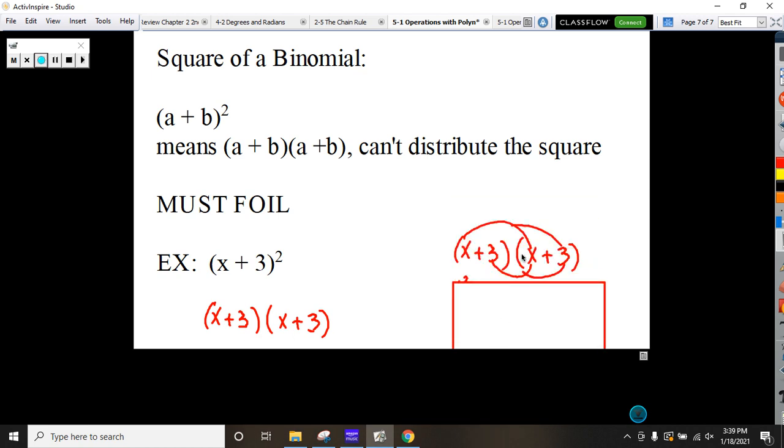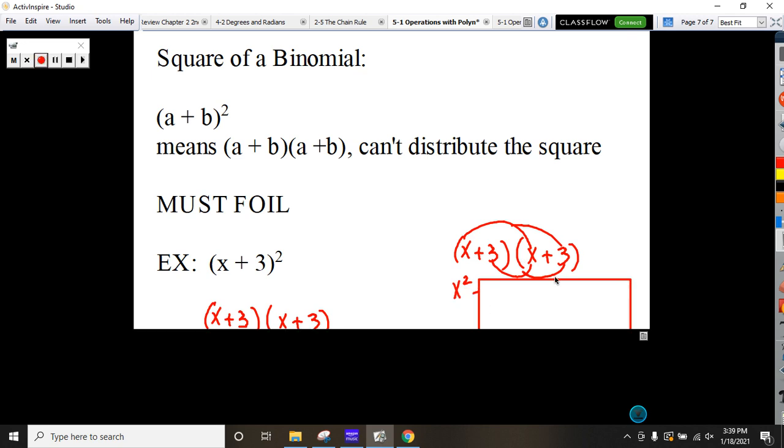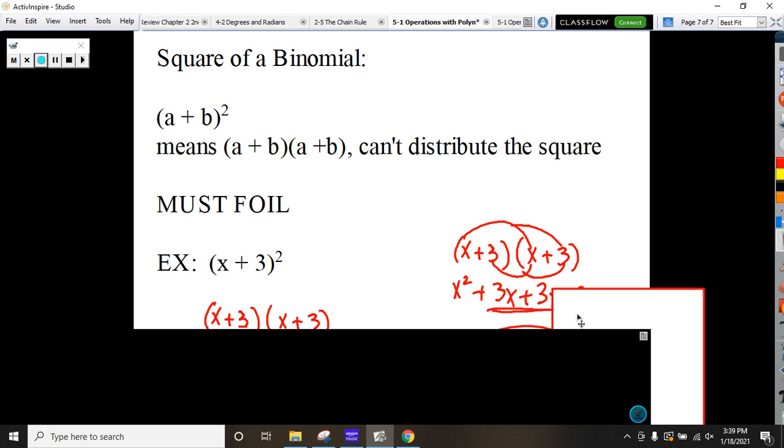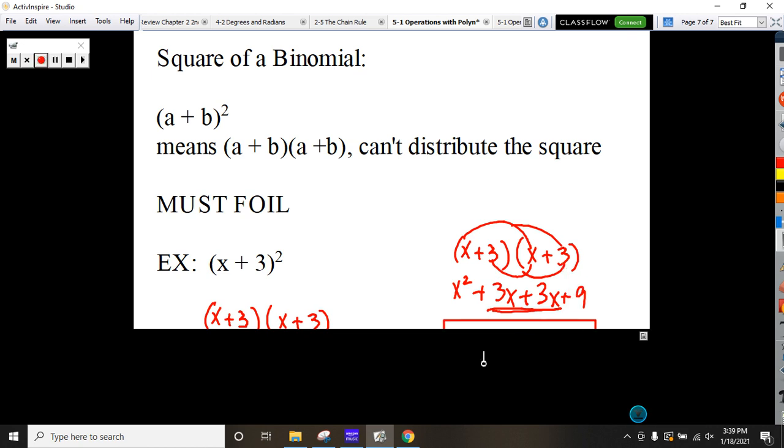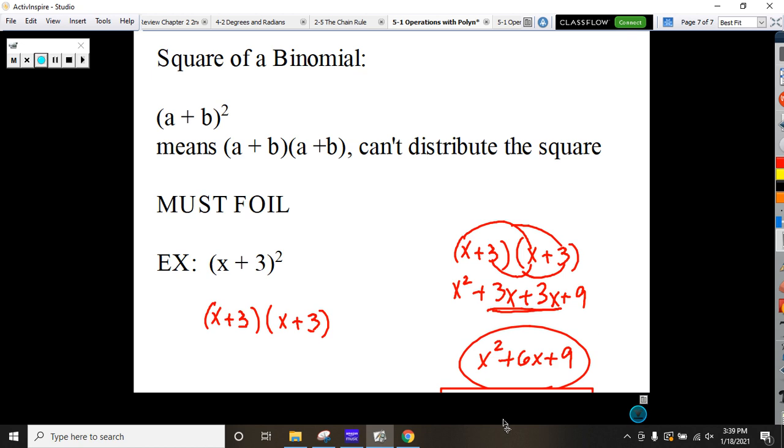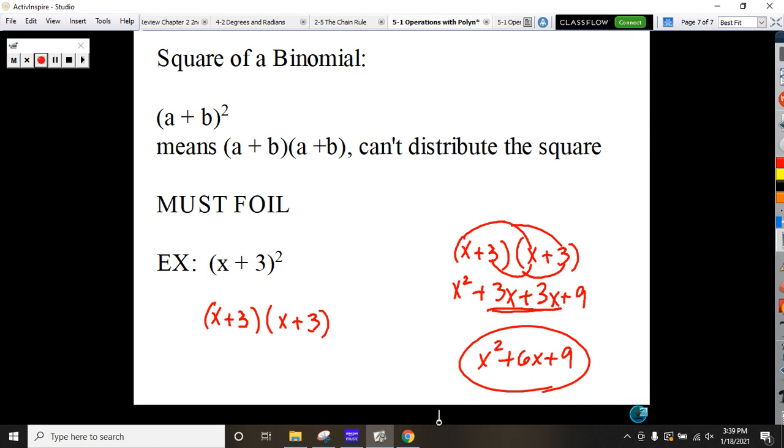So we'll take the x times the x, which is x squared. Then take x times 3, which is 3x. Then take this 3 times x, which is another 3x, and then take this 3 times this 3, which is 9. So it kind of follows a similar pattern that our complex numbers multiplication did. So then we can combine like terms, which if you notice I've underlined those. So our final answer can be x squared plus 6x plus 9.